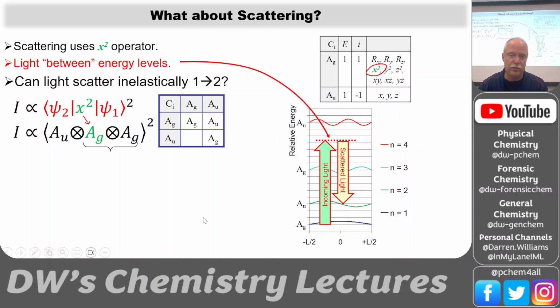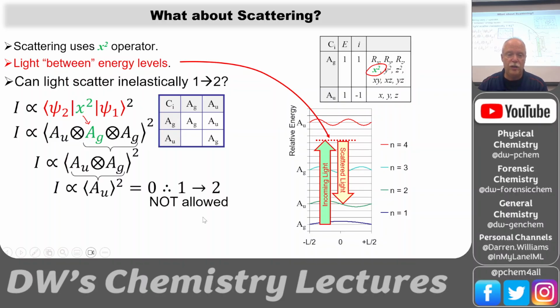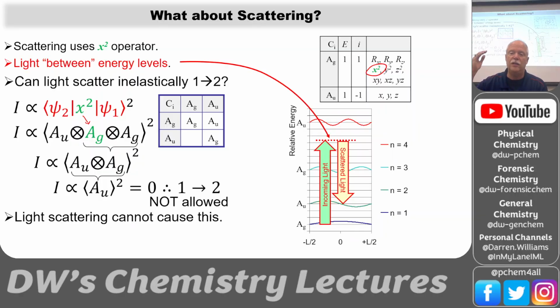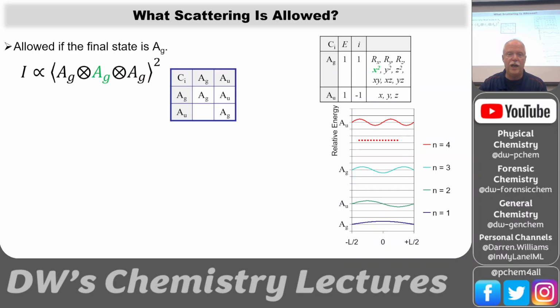So let's just quickly go through it. And yeah, so see the AG's don't do anything. That's AG. And then the AG times AU is AU. So this is not allowed. So light scattering cannot cause the 1 to 2 transition. Okay. What scattering is allowed? We need an even number of AUs or no AUs at all.